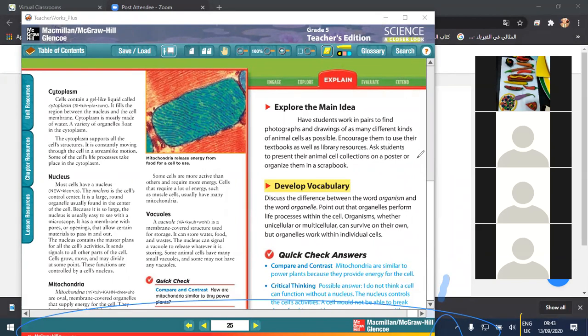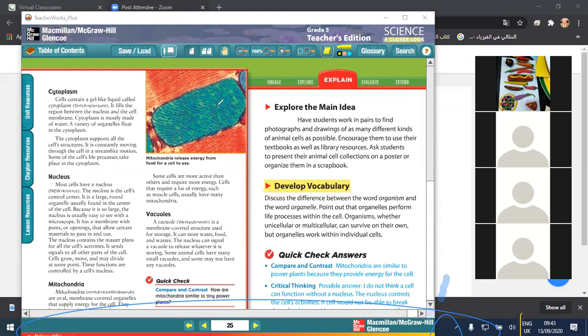Okay. Now, other questions. Where are wastes stored in cells? We talked about this point: vacuoles. Vacuoles store waste, and they also store food.